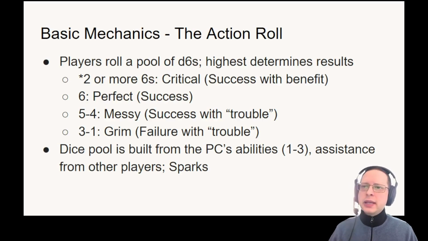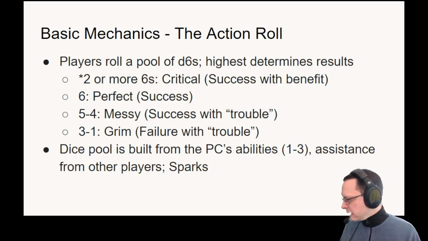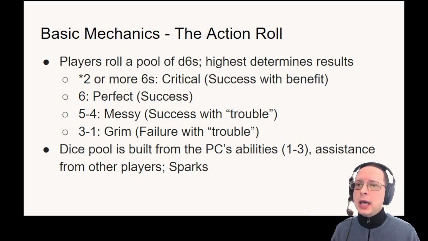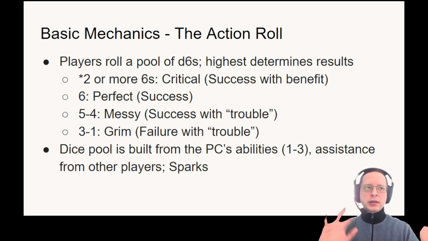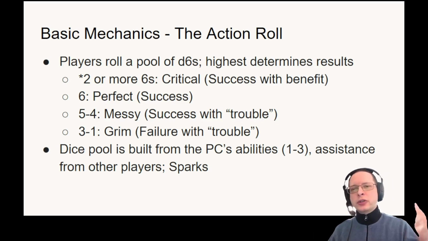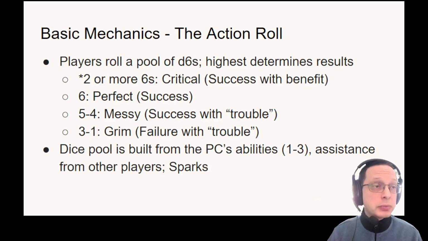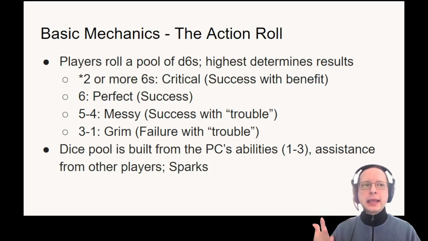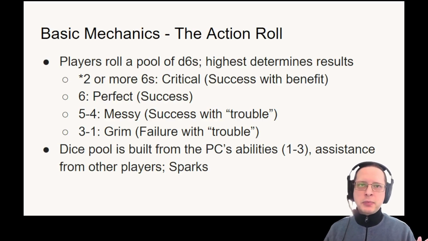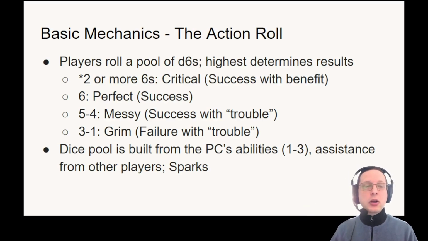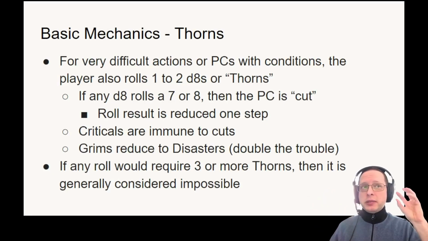The pool is built from the character's ability scores, which in this game are called stats, and which can range anywhere from 1 to 3. But you can also end up rolling extra dice because of assistance you're getting from other players and spending an in-game currency that the players can potentially gain over the course of play called sparks, which gives you extra dice. Now, as I mentioned, there's an opposing pool, and those are referred to as thorns.